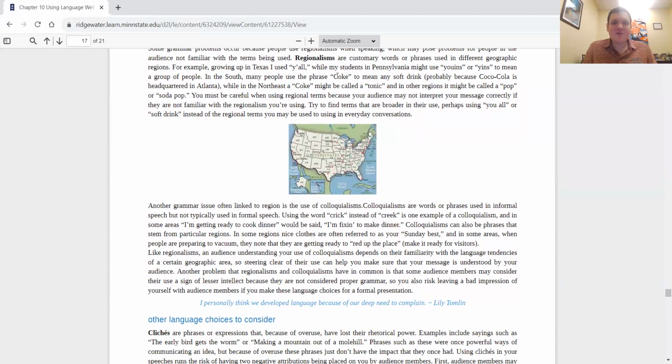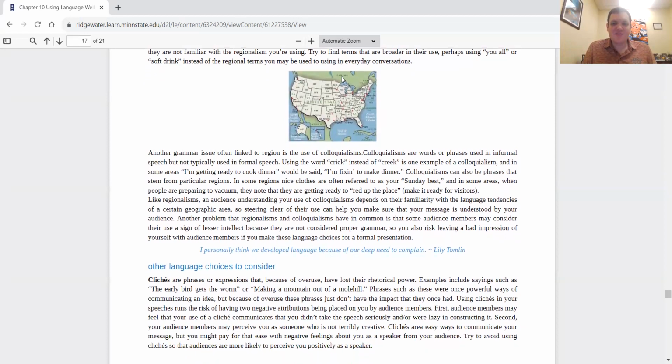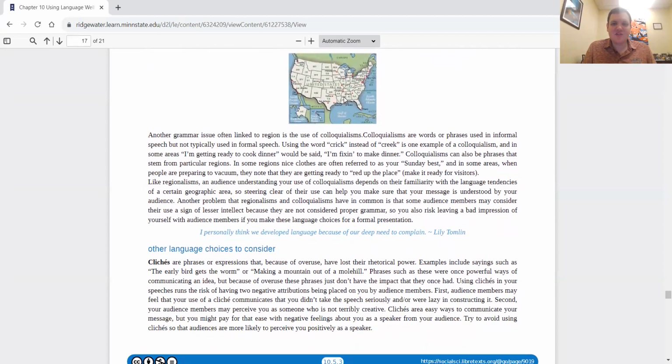Many people in the South use the phrase Coke to mean any soft drink because Coca-Cola is headquartered in Atlanta, so they use Coke instead of pop. Or soda. I use pop here in Minnesota. Some people use soda pop. Some people use Coke. So again, a lot of different regions use different words for the same thing.